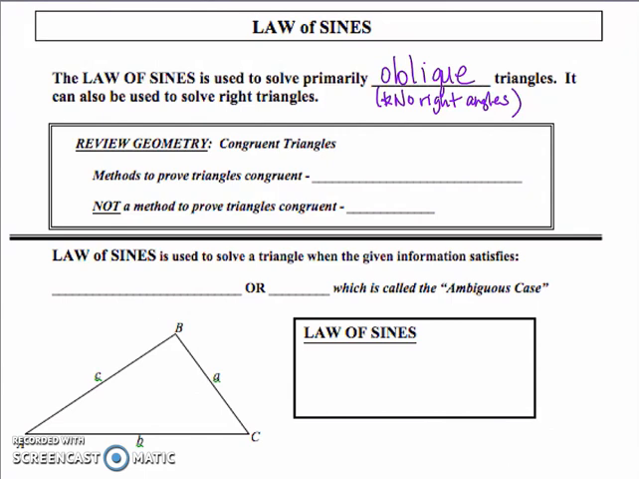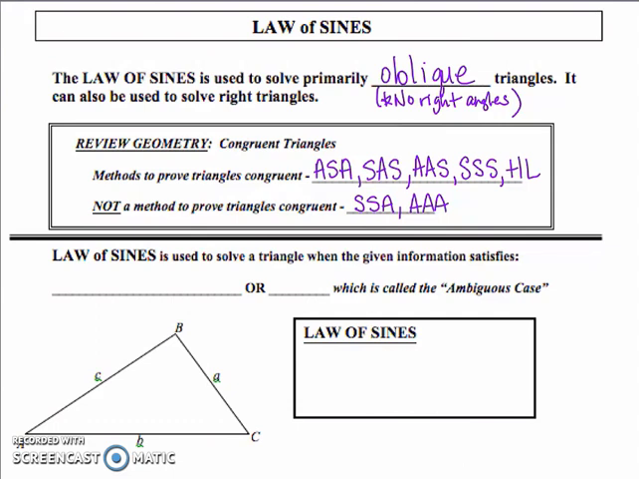So when we think about trying to prove that two triangles are congruent to each other from geometry, if you remember, we learned a couple of methods. We have angle, side, angle; side, angle, side; angle, angle, side; side, side, side; and hypotenuse leg. These were all methods for proving that triangles are congruent. Non-methods for proving triangle congruency would be side, side, angle, or angle, angle, angle.